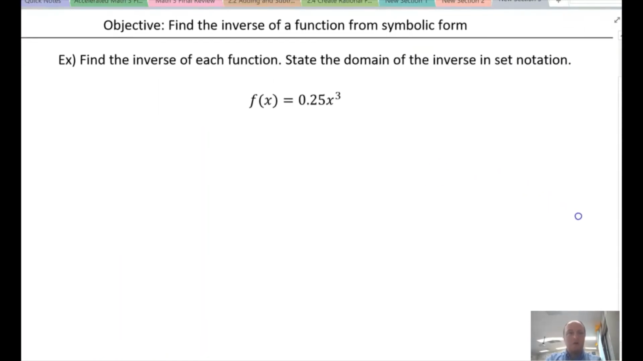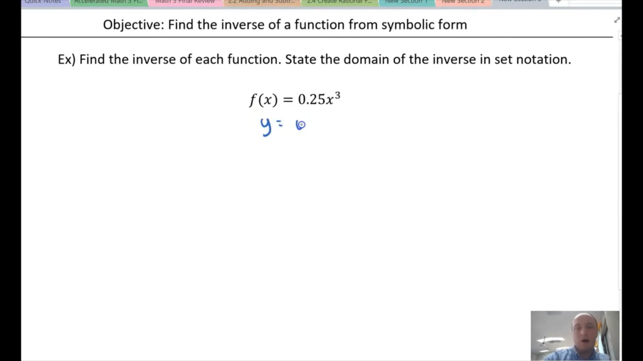All right, so we want to find the inverse of this function, and we're going to state the domain in set notation. So again, the very first thing we want to do, change the function notation to y. Y is equal to 0.25x to the power of 3. I'm going to switch my x's and y's. X is equal to 0.25 y to the power of 3.